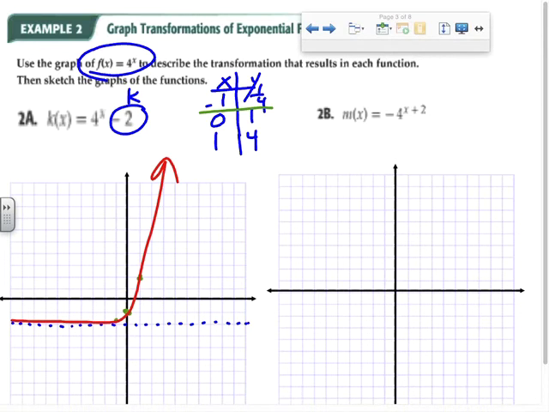Part B, a couple more things are happening here. I don't have a k value. I do, however, have an h value. H is -2. Remember, h values are the opposite of what you see. So this graph is moving to the left 2 spaces.